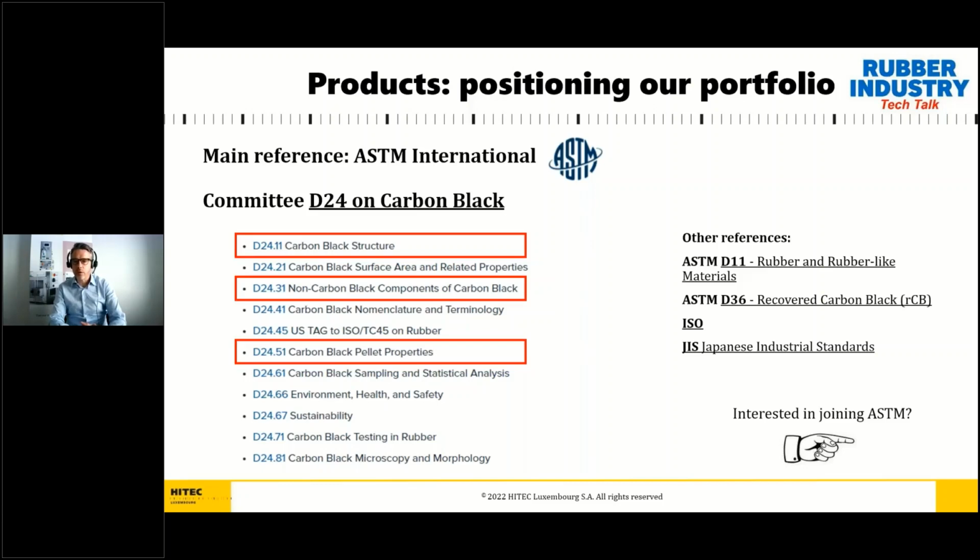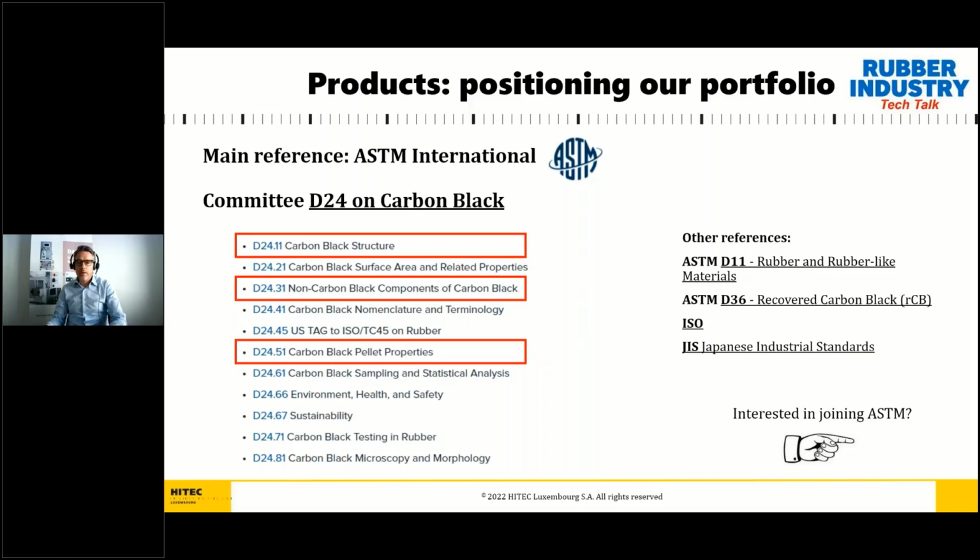When we focus on ASTM, we should precisely look at the Committee D24 on carbon black. The committee is organized in subcommittees, and each one of them is focused on a specific topic related to carbon black. Not all are related to high-tech testing equipment. The ones interesting to our talk are the D2411 on carbon black structure, D2451 on carbon black pellet properties, and D2431 on non-carbon black components of carbon black.